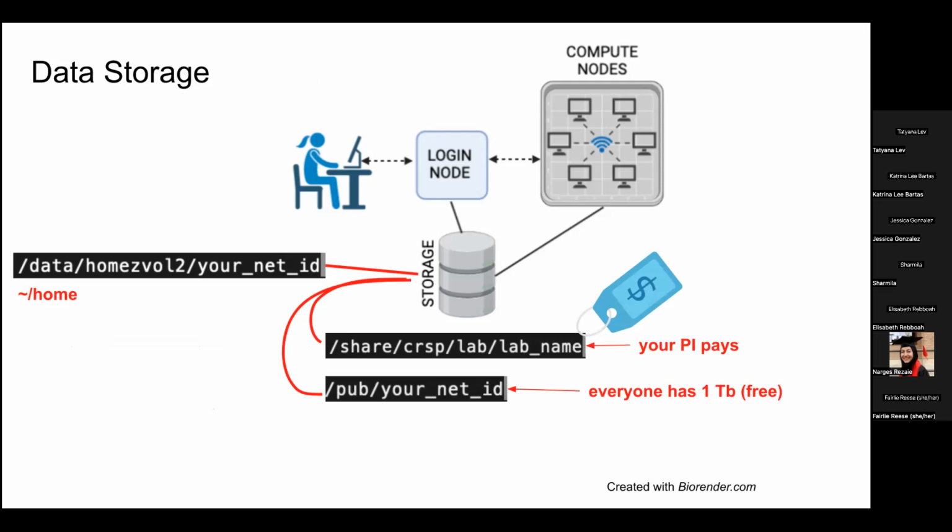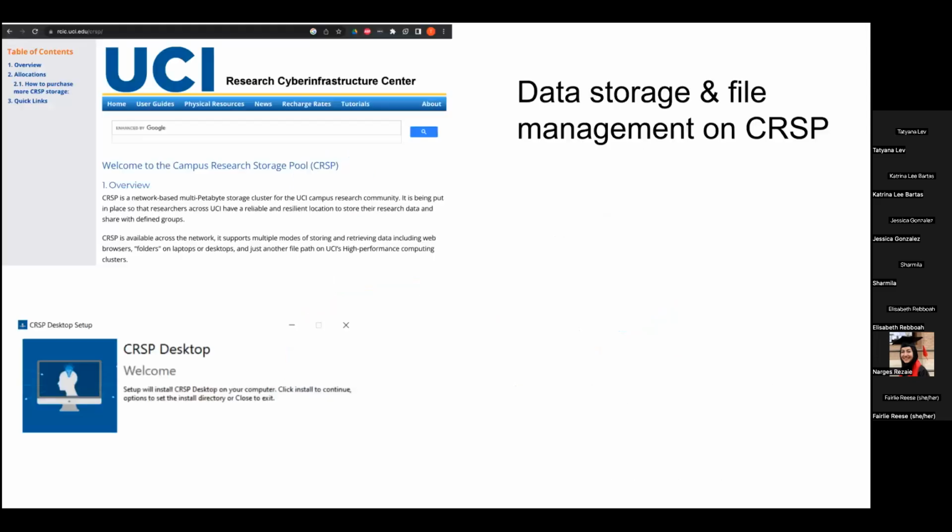The other two storage locations are on CRISP if your lab pays for that. Otherwise, you have a folder on the pub folder, where everybody has 1 terabyte of free storage, and that's limited. So if you have a lot of data, this won't be enough for you. So your lab should purchase some extra space on CRISP. CRISP stands for Campus Research Storage Pool. This is what your PI can buy space to store all your lab data at.